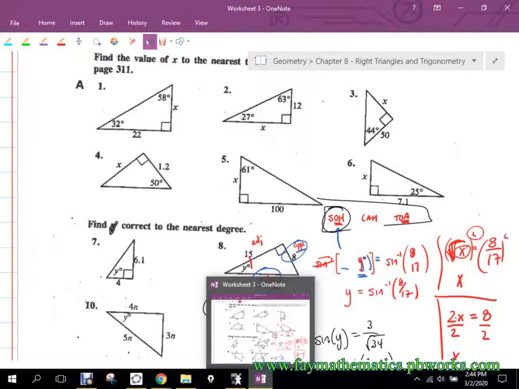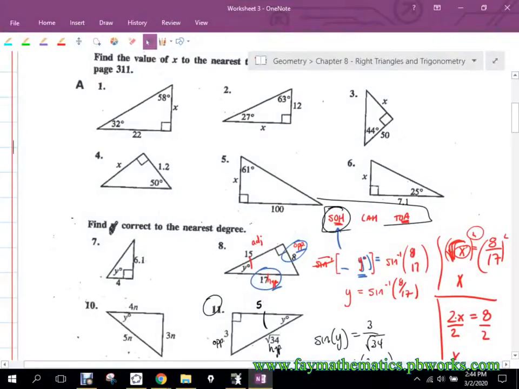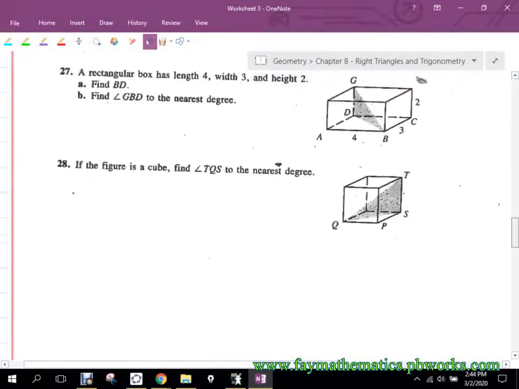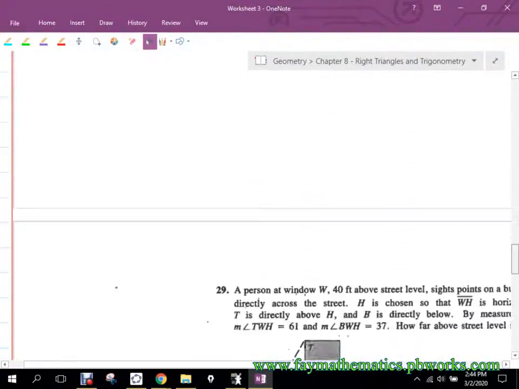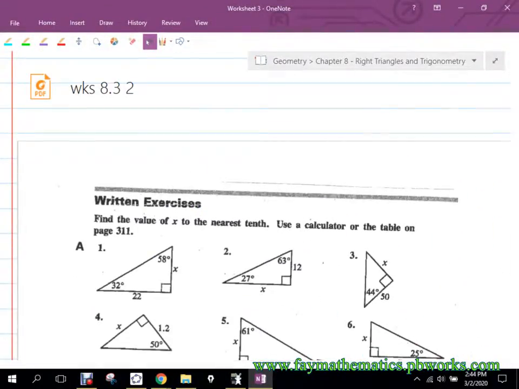All right, so I sent it out a little bit ago. Part of this work, and you're not going to do the whole thing, but I've gone through and circled some of these questions that I want you to do in this worksheet for homework.